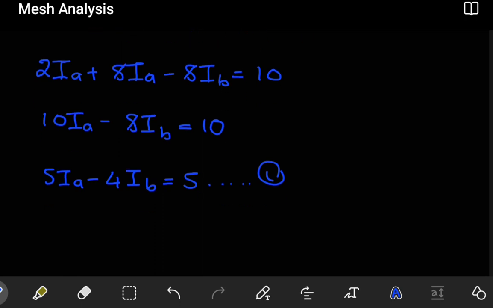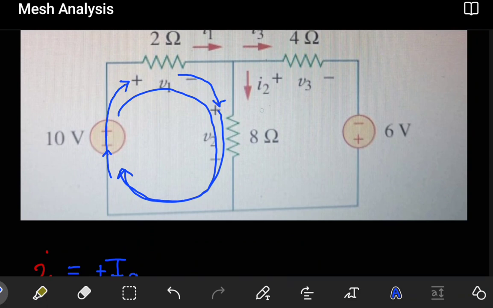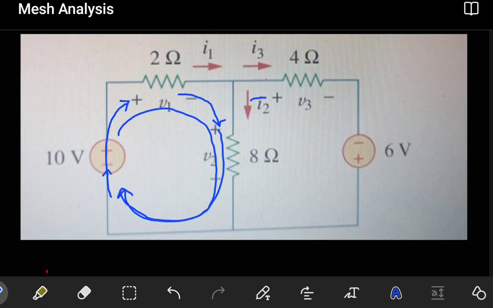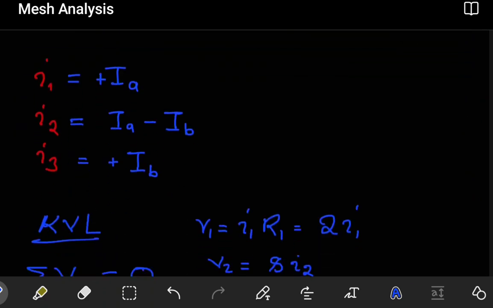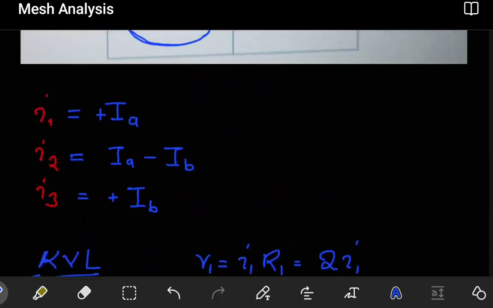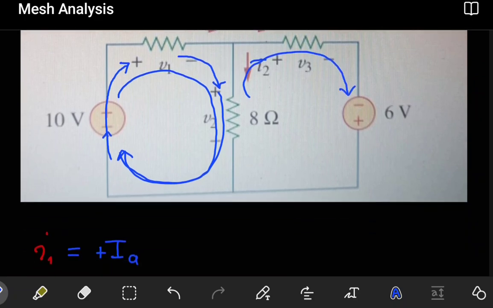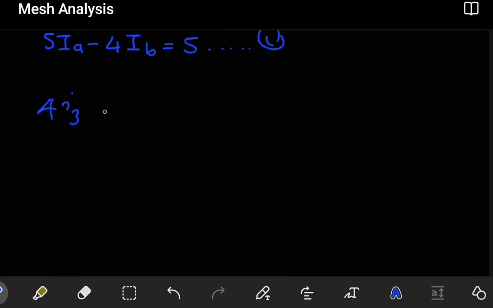Once this is done, we now go on to look at the second part, the second mesh. So we do the same thing. I can start from here. I find this at positive, so it's going to be the resistance times the current. Here the current passing is I3, so I'm just going to have plus 4I3. What comes next when I continue in this loop? The next is the power source. I find it at the minus point. So that's minus 6 volts.